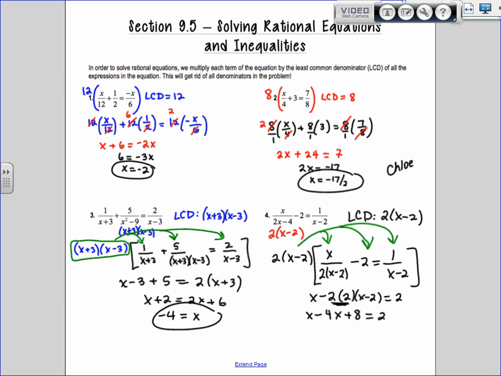I'm getting tired. All right, so I have negative 3x plus 8 equals 2. So I get negative 6 and negative 3x. So I get x equals 2. All right, but that's not actually the solution. What is the solution? No. There is no solution.